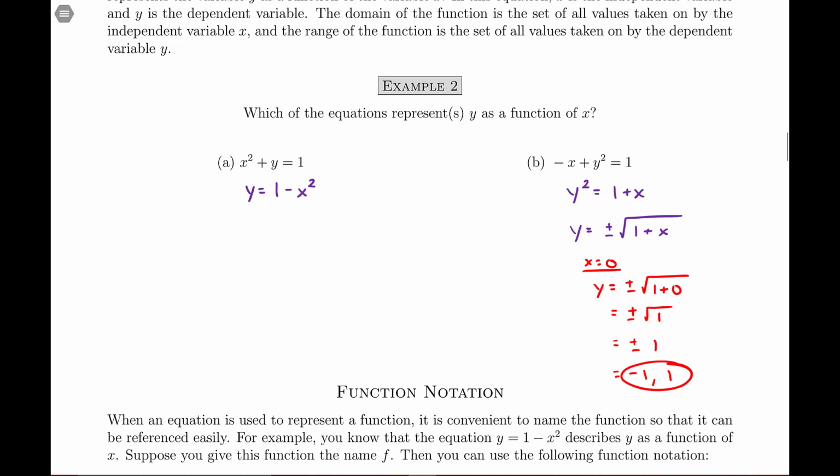So anytime you end up with a square root like that over an entire expression on the right, you are going to have the situation where this is not a function because you get 2 outputs for 1 input.